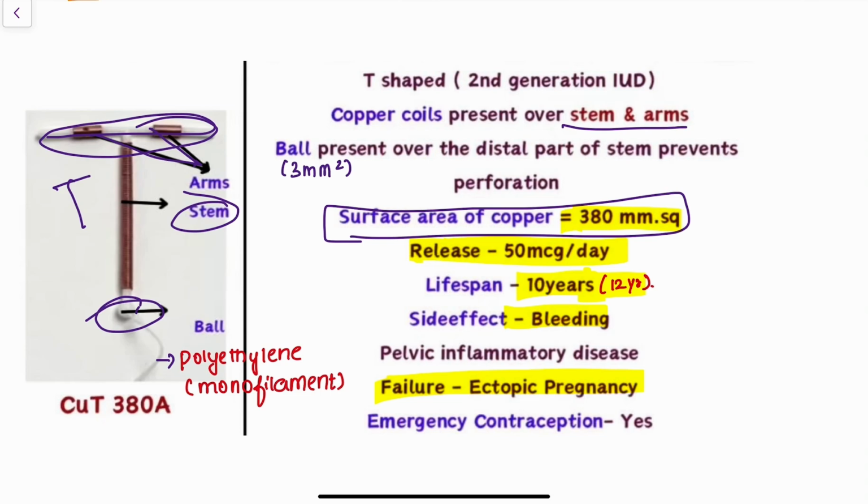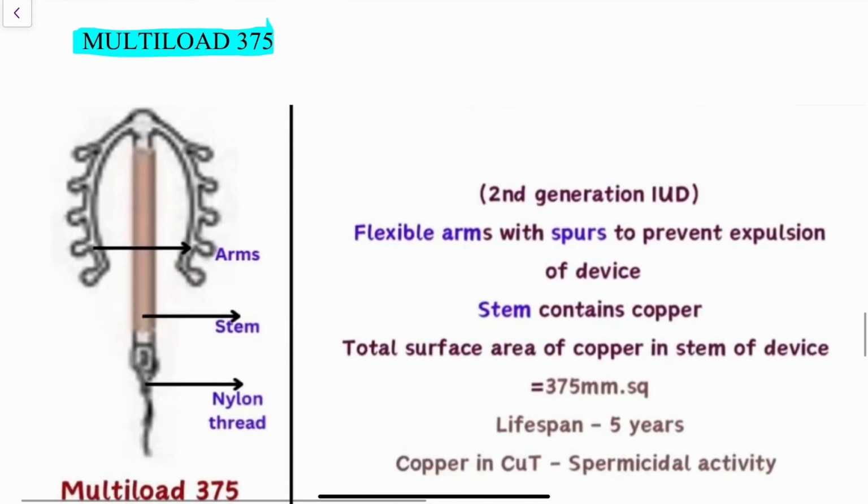So the absolute risk of ectopic pregnancy with respect to copper T is decreased, but the relative risk of ectopic pregnancy with respect to copper T is increased. Clear? Yes. And as I have told you earlier, copper T380A can also be used as an emergency contraception, right? So this is all about copper T380A which you need to learn.